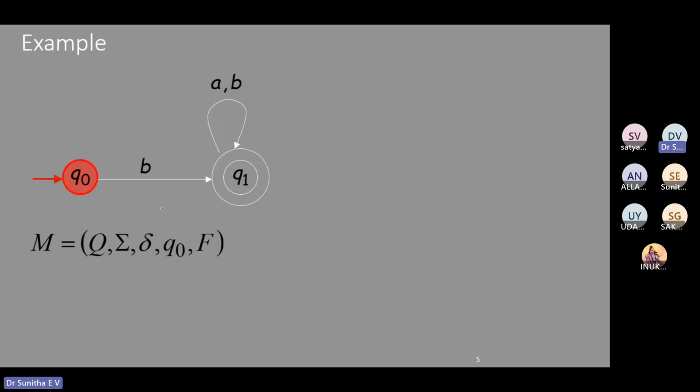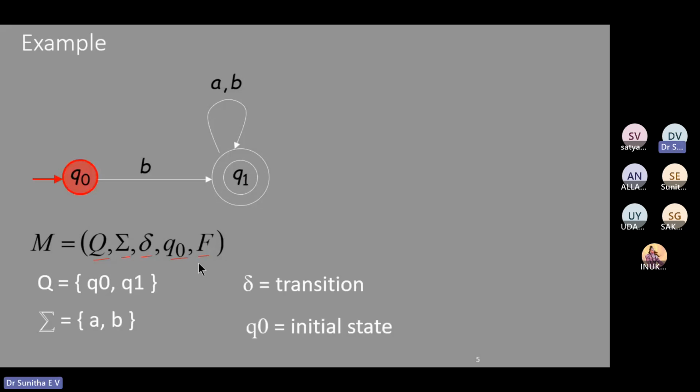Then this is an example of an NFA which contains only two states, Q0 and Q1. Q0 is the initial state and Q1 is the final state. And the machine can be represented in the same way, Q, sigma, delta, Q0 and F. So Q is the set of states, Q0, Q1, only two states we have. Then sigma is A and B. Then delta is the transition function, Q0 is the initial state and F is the set of final states. Here Q1 is the only final state.